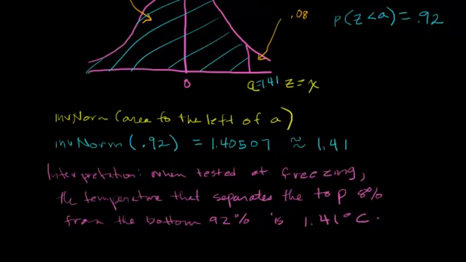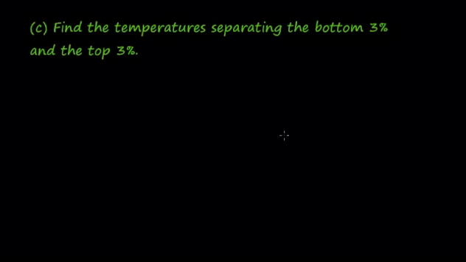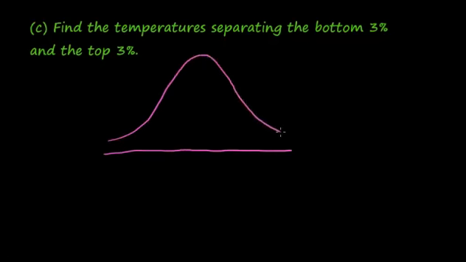Okay. One more example to help us understand this and to be able to solve all types of problems like this. There it is. Find the temperature separating the bottom 3% and the top 3%. Two different temperatures here. Okay, what would that look like? The top 3%, way out here somewhere. That area is 0.03, and the bottom 3%, that area is 0.03.